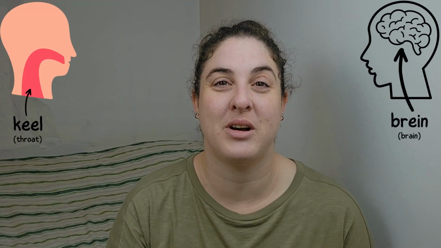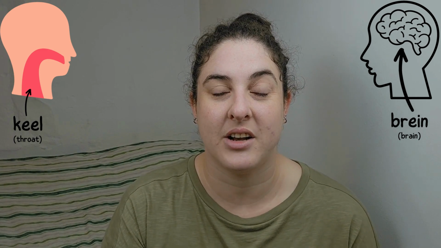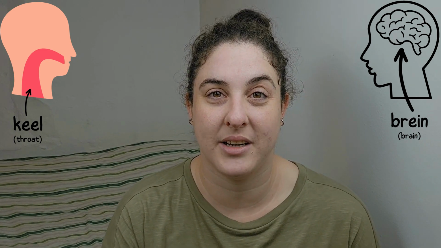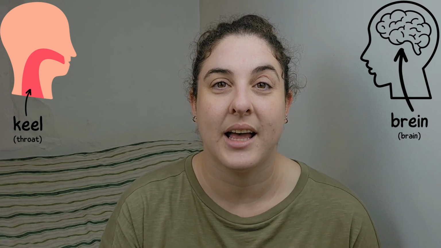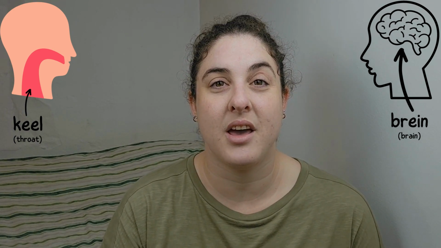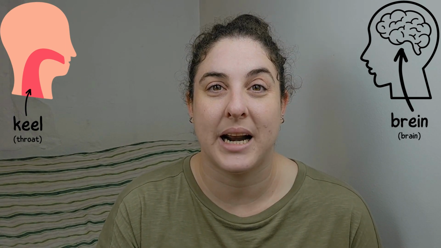Okay, so this is a relatively simple clip. On the one side you have throat, and on the other side you have brain. So the Afrikaans word for throat is keel, keel, and the Afrikaans word for brain is brein, brein.